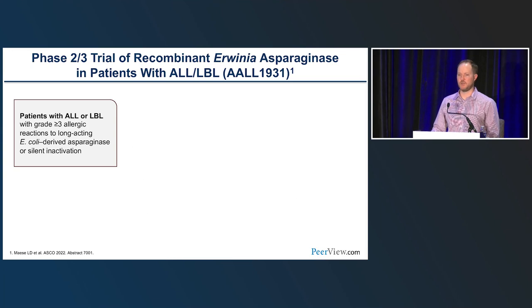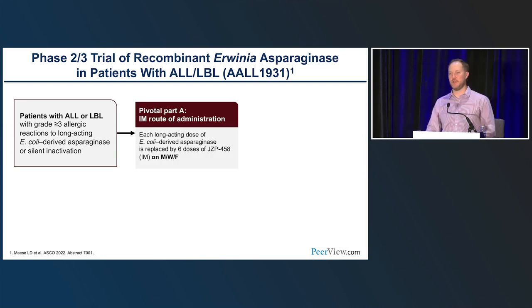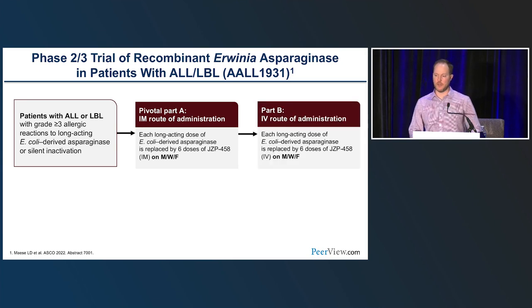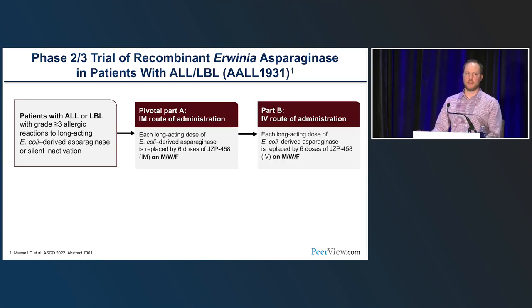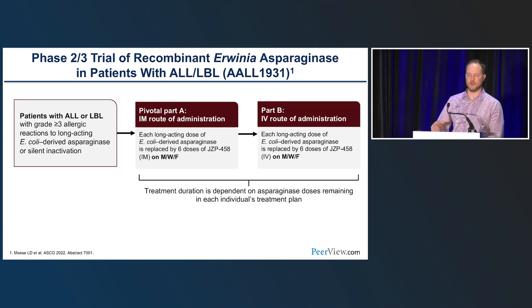But again, just to review, this was a phase 2-3 trial that was conducted with the COG in collaboration with Jazz Pharmaceuticals, and it included patients who had a grade 3 or greater allergic reaction to an E. coli-derived product. We had two parts of the study, included an IM cohort, an IV cohort, each of these cohorts got 6 doses of drug on a Monday, Wednesday, Friday schedule. And then the duration depended on how many doses they would need in their schedule.